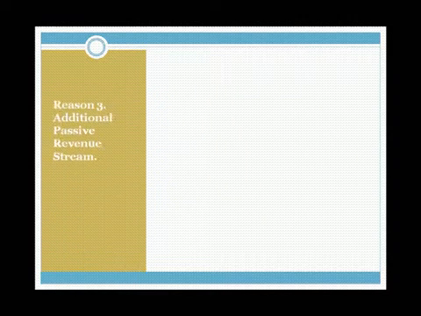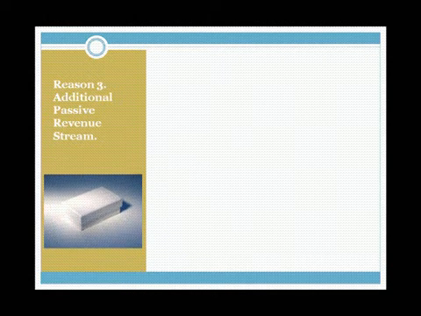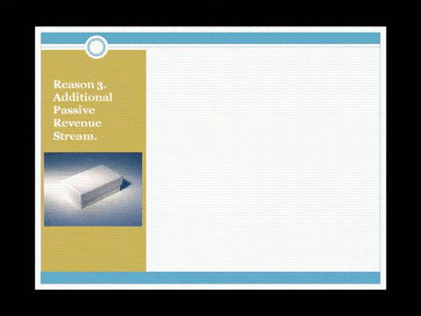And finally, reason number 3, additional passive revenue stream. Okay. Now we talked about that your business is limited to the number of income streams that you have coming into your business. If you're dependent on one product and one service and that's all, then you're going to run into some problems, especially once that product life cycle reaches its peak.